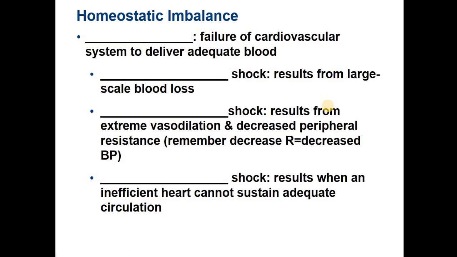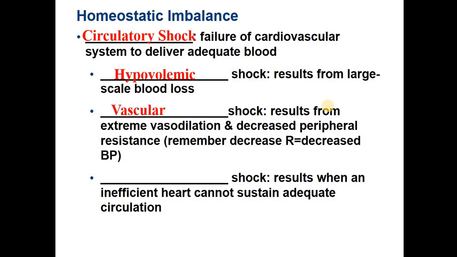Homeostatic imbalances to be familiar with. Circulatory shock is failure of the cardiovascular system to deliver adequate blood. There are three ways that circulatory shock can take place. It could be hypovolemic shock. Hypo means low, volemic, think of volume. So they can have low blood volume, and this can be because of a large amount of blood loss, like if a person is hemorrhaging and they're losing a lot of blood. So the volume is going down and they can go into circulatory shock that way.